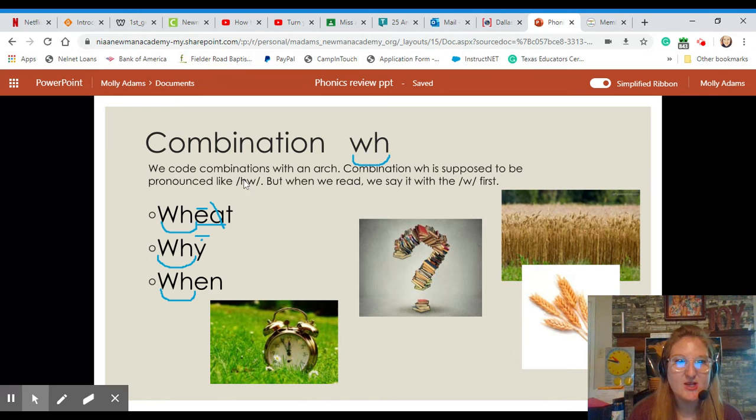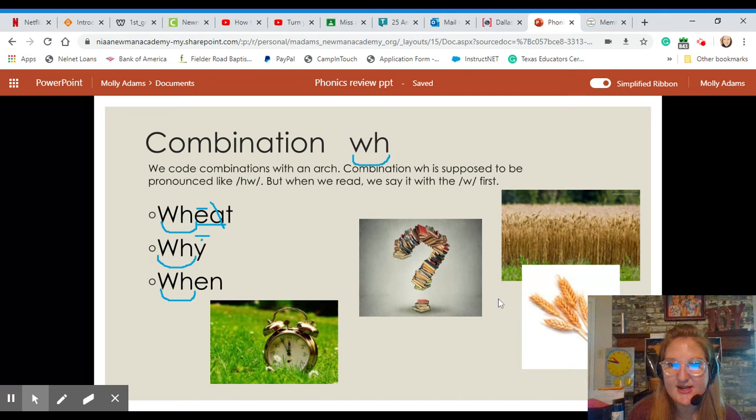Okay, so let's go over combination WH. We say w, even though we're supposed to pronounce it with HW, but in America, Americans don't use what you're supposed to say. We say w, like wheat, why, when. Okay, so let's go on.